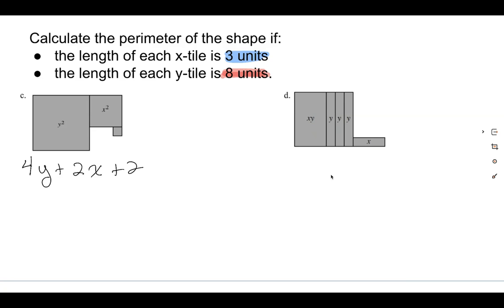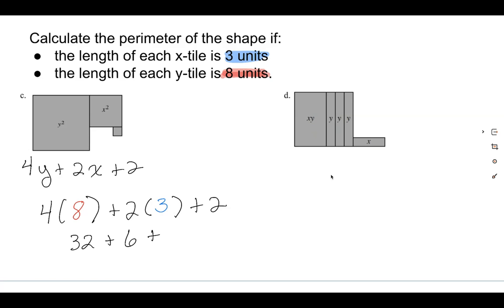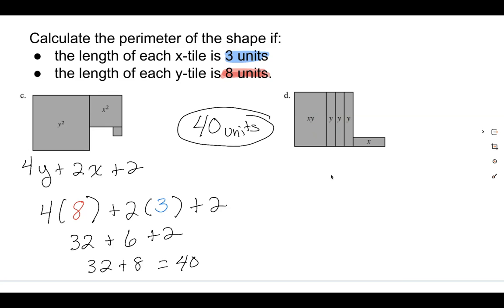So when I go to do this, I'm still going to substitute my values like I was doing before. So I've got 4, and then I'm going to substitute my value for y. I know that y is 8 units, so I'm going to substitute 8 in for y. And then plus 2x, and I'm going to substitute my value in for x. I've said that the length of x is 3 units, so I am going to substitute a 3 where the x would be. And then I'm going to add my 2. So now I would have 4 times 8 is 32, plus 2 times 3, which is 6, plus 2. And this would be 32 plus 8, which equals 40. So the perimeter of the shape in part C would be 40 units when we know that the X tile is 3 units long and the Y tile is 8 units long.